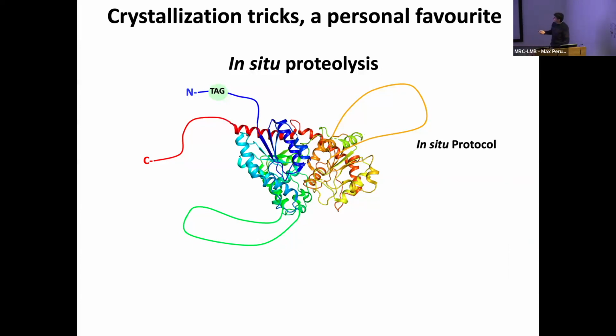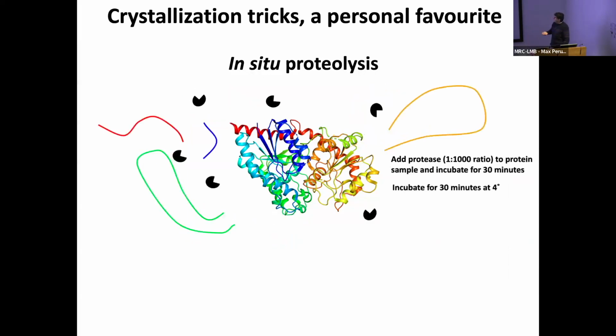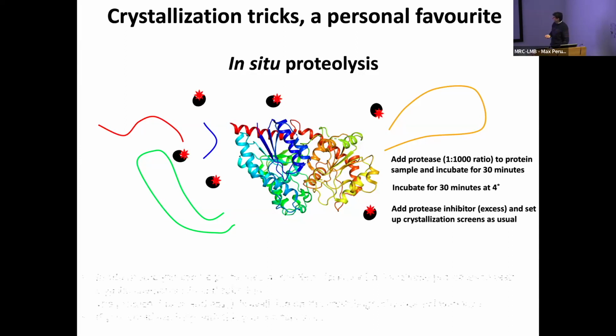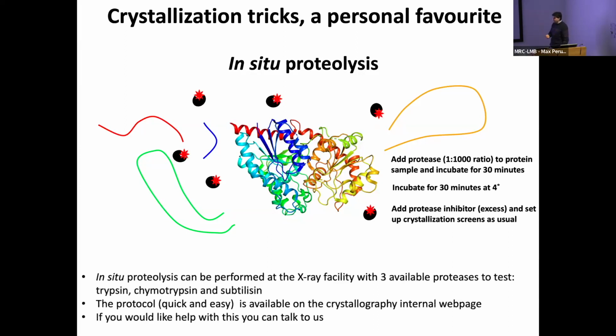So the protein will be like this. You add the protease at a very low ratio, like 1:2,000 to the protein. Leave it to incubate for 30 minutes at 4 degrees. You let your loops go. You add the protease inhibitor like PMSF. And that's it. You just set up your plates as you do with your normal sample.